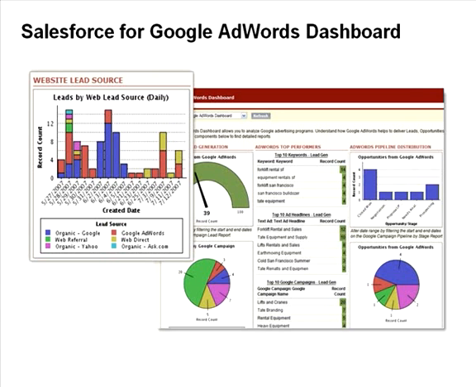And of course, those of you who are familiar with Salesforce, we have a dashboard. This is the Salesforce for Google AdWords dashboard. It has a lot of these pieces of information that I just described in the reports, visually represented in different types of bar charts and pie charts. And you can, of course, customize this dashboard as well.